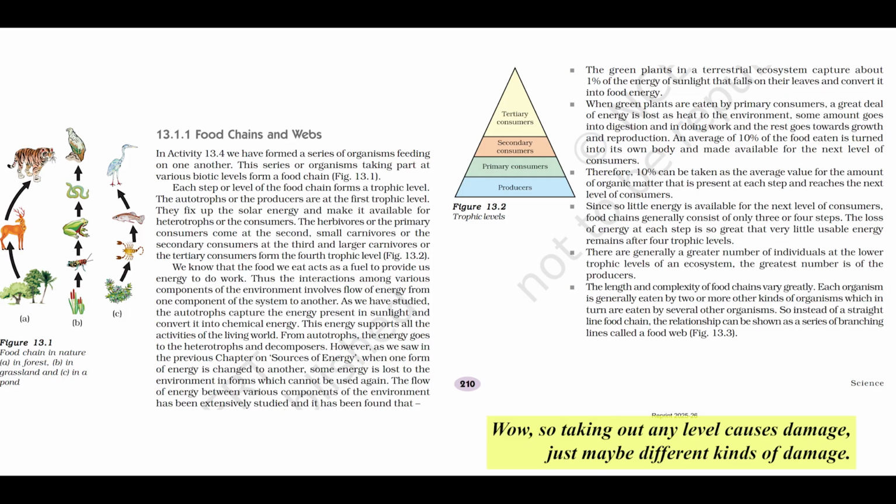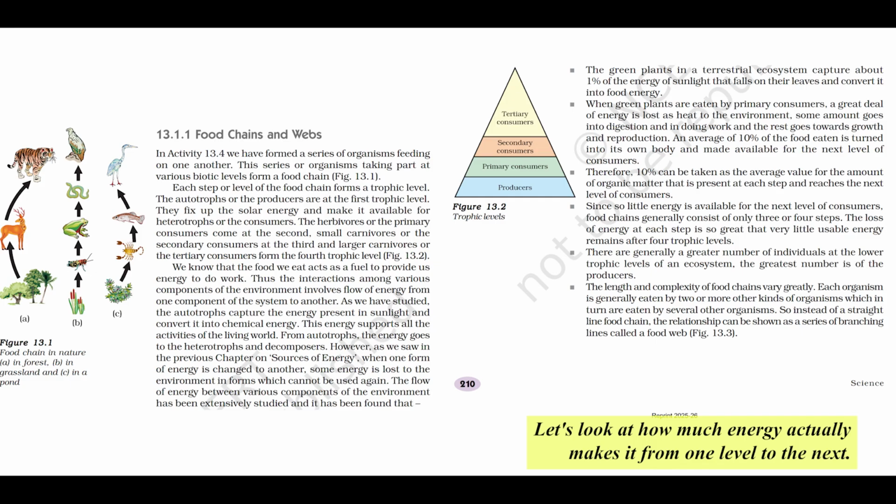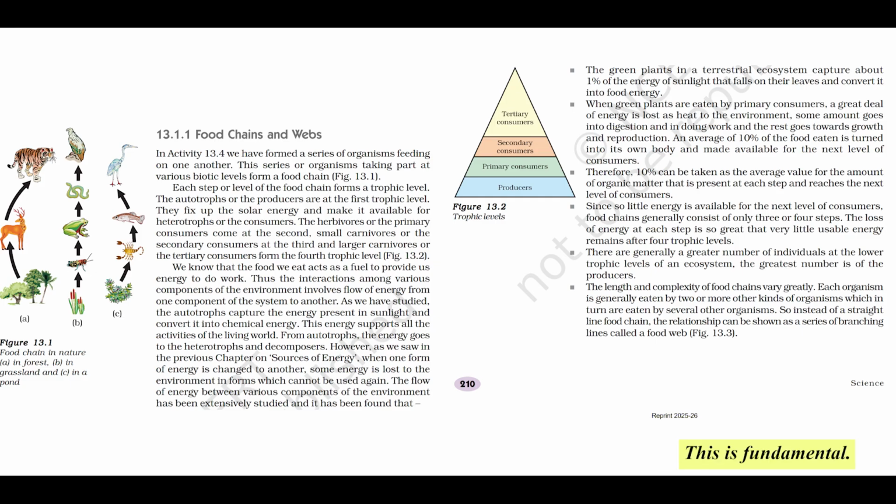Wow, so taking out any level causes damage, just maybe different kinds of damage. That's the key takeaway for your exams. No trophic level can be removed without causing harm. The ecosystem relies on all its parts working together. It's all about interdependence. Now, we know energy flows through the chain. Let's look at how much energy actually makes it from one level to the next. This is fundamental. Food gives us energy, right? Yeah. Fuel for life. In an ecosystem, energy flows from producers to consumers to decomposers.